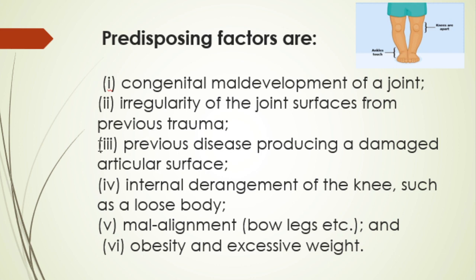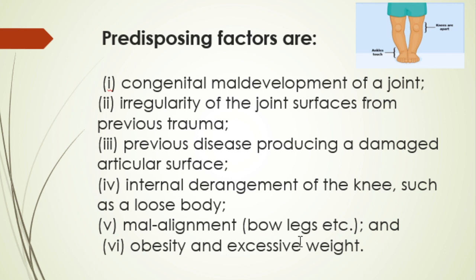Then third, previous disease producing damaged articular surface, like the articular cartilage itself is not well developed. Then internal derangement of the knee, such as loose body. Then malalignment, that is bow legs, etc., shown in the picture. This is the malalignment of the leg, bow leg. And lastly, the obesity and excessive weight.